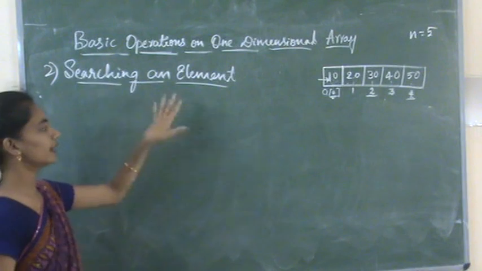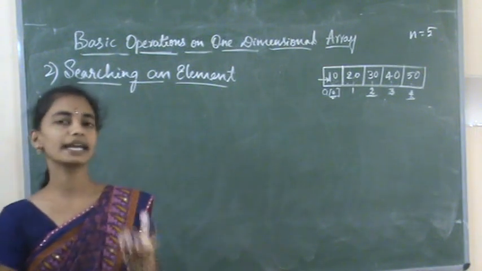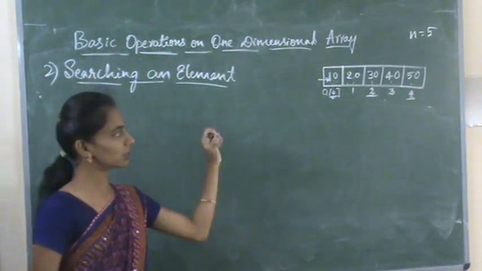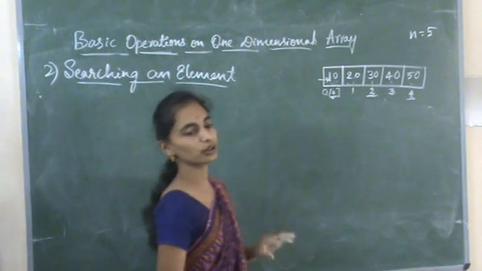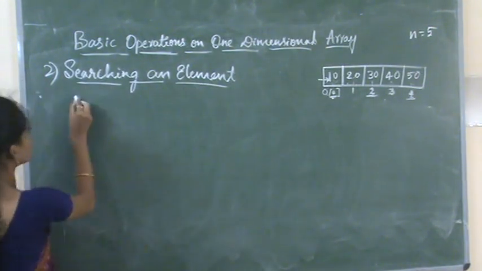Searching an element means finding the location of the element in an array. So if we find out the position or location of an element in an array, we call it searching. In this we have two types of searching.